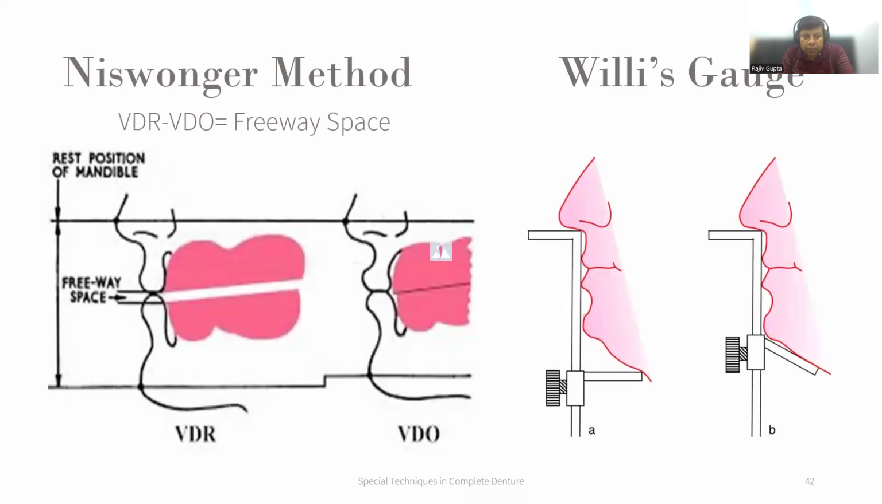So coming to various methods for vertical dimension, we can have the Niswonger method, in which we deduct the vertical dimension at occlusion from the vertical dimension at rest. That gives you the freeway space. Or we can have a Willis gauge also to measure the vertical dimension.